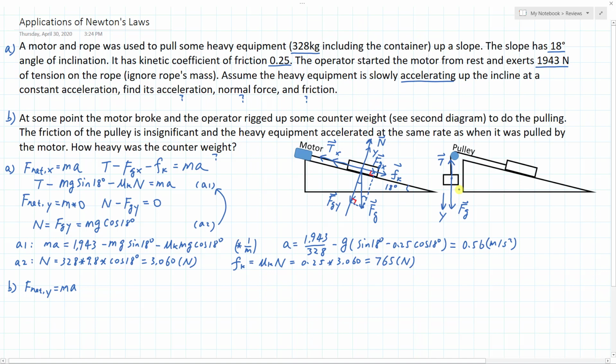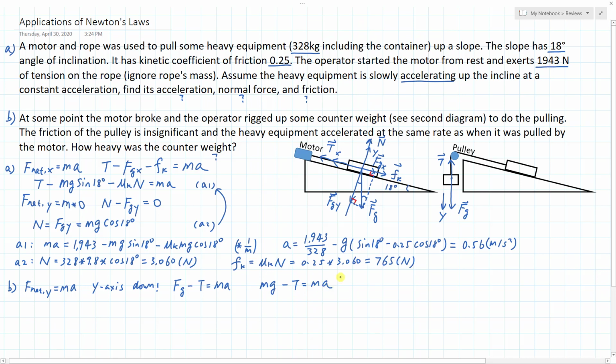Okay, so back to this equation. Because I chose the Y axis down, that means all the downward forces will be positive and the upward forces will be negative. So this ma, this is the mass of the counterweight. The heavy equipment is no longer relevant here. So we have mg, gravity, minus tension equals ma.